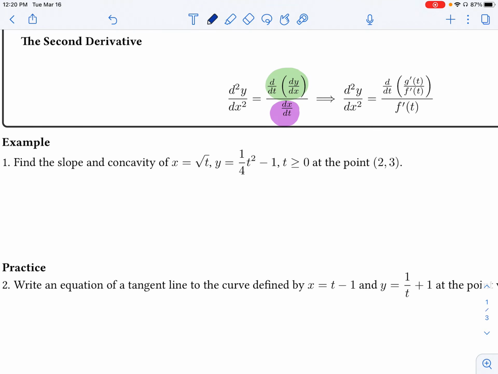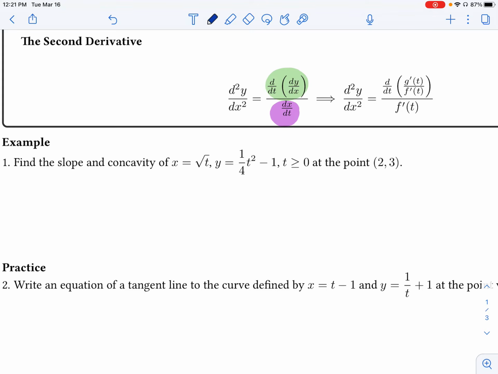Let's find both the slope and the concavity of x is equal to root t and y is equal to 1/4 t squared minus 1. Notice I'm also giving you an interval for t, because both x and y are parametric equations. I need to give you some type of interval for t so we know where we need to be looking. And that slope and concavity is going to be determined at the point 2, 3.